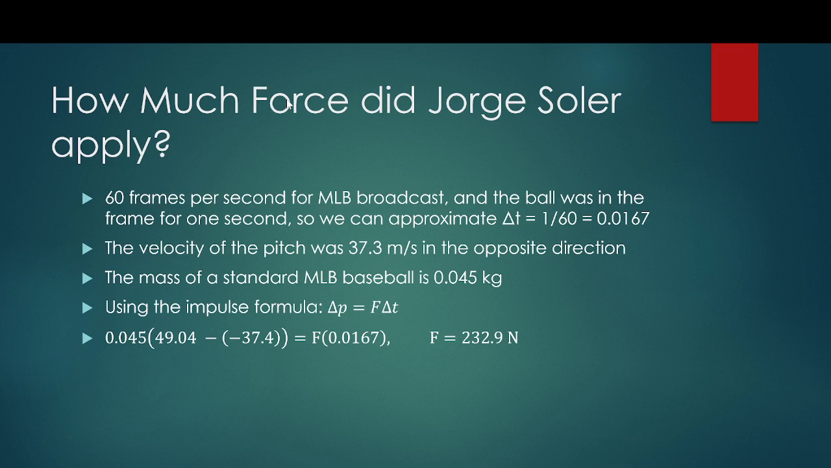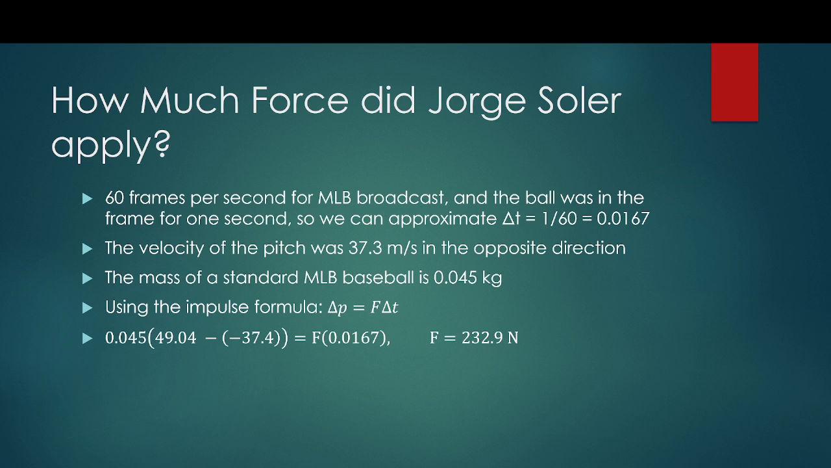Now, how much force did Jorge Soler apply? Well, in order to use the impulse formula, we need the amount of time that the ball was in contact with the bat, and we can approximate this by knowing that the MLB broadcast uses a camera that shoots 60 frames per second, and the ball was in the frame with the bat for 1 frame. So delta t is about 1/60th, or 0.0167 seconds.